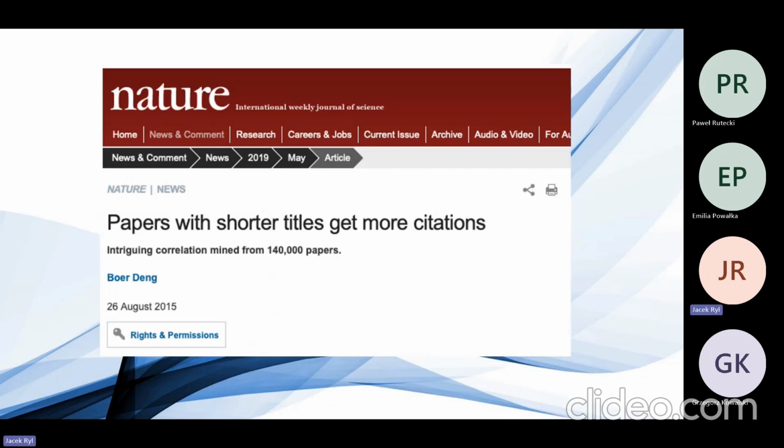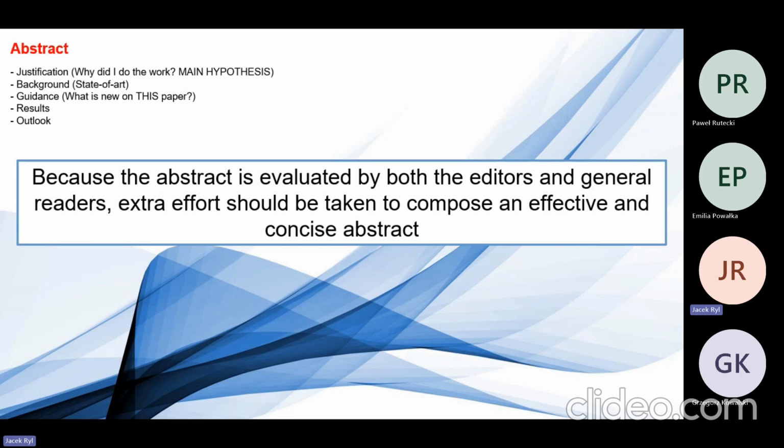Look at this: papers with shorter titles get more citations. This was published more or less 10 years ago, a letter actually by Bourdain in Nature, confirming that shorter is better. So it will be important if you can send the message in the title with a shorter title. This is hard. It's very difficult to do, but this is the one tip I can tell you.